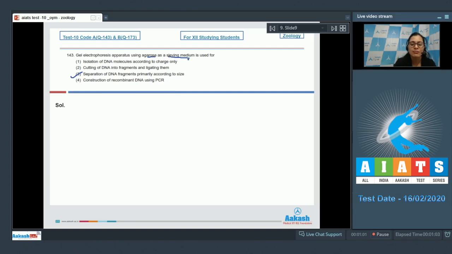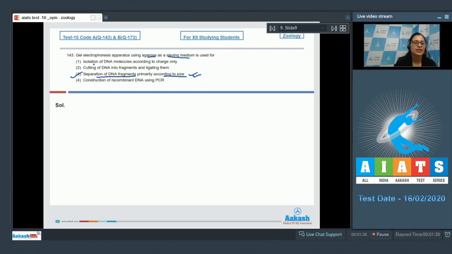Agarose as a sieving medium is used to separate DNA fragments primarily according to size. And this is a correct answer to our question because gel electrophoresis is a technique used to separate molecules based on both size and charge, but separates DNA fragments on the basis of size and conformation. So the correct answer is 3.